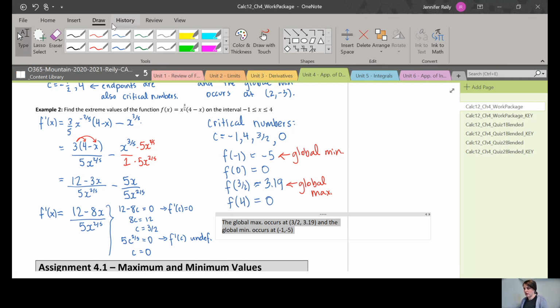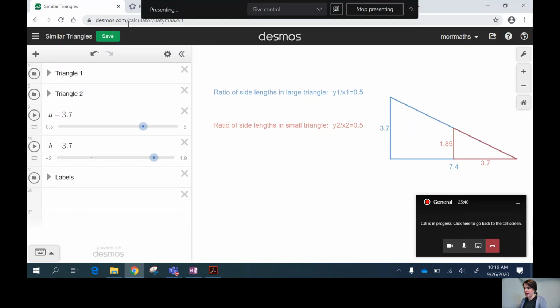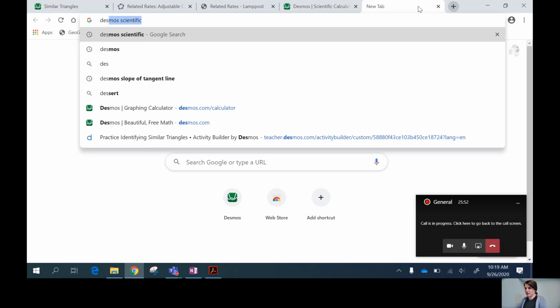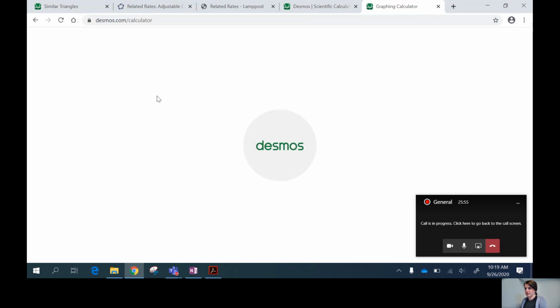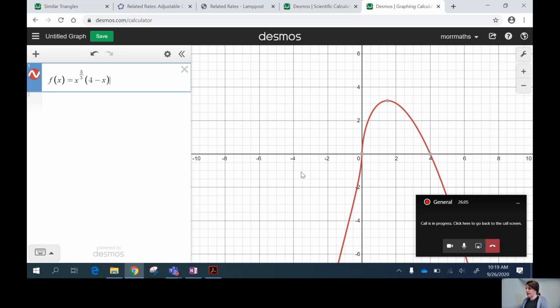I'm just going to show you what that undefined derivative point actually looks like on the graph before I turn this off. I'm just going to make sure my screen is being shared properly. Okay, there we go. I'm going to open Desmos and just show you what that function actually looks like. So x to the power of 3/5. You don't need to know how to graph this, by the way. I'm just going to show you so you can get a visual.